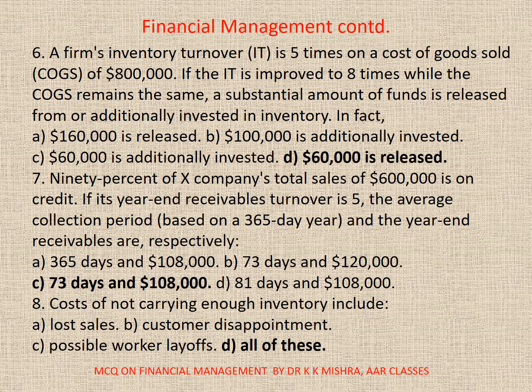7. 90% of X company's total sales of 6 lakhs is on credit. If its year-end receivables turnover is 5, the average collection period based on a 365-day year and the year-end receivables are respectively, if you calculate, you will find it to be C as the correct answer, 73 days and $1,08,000.